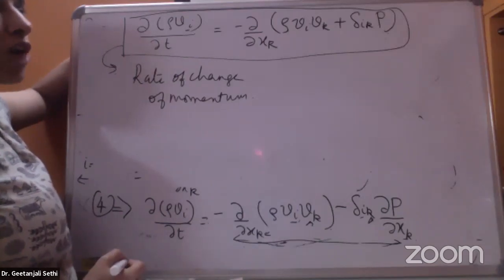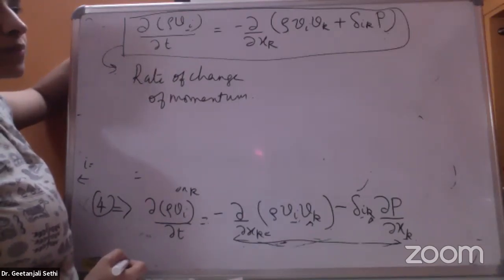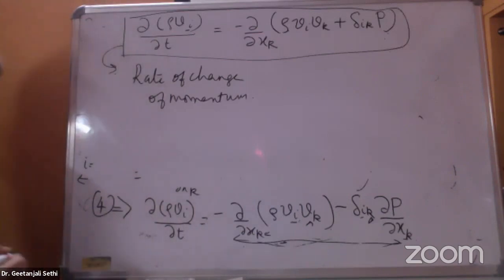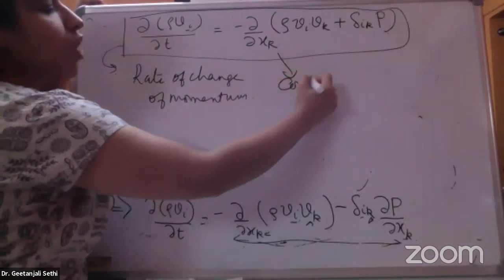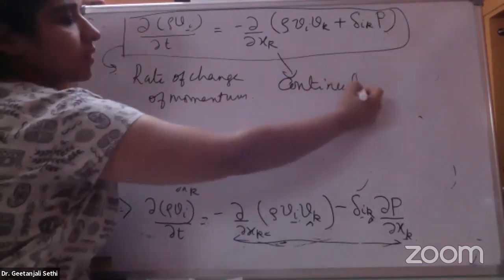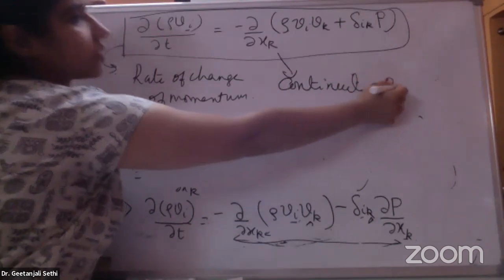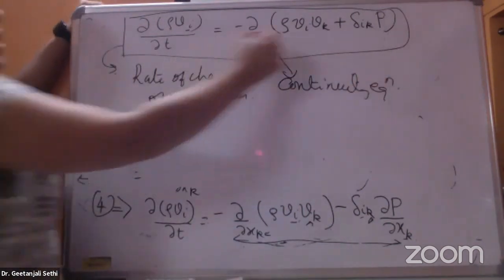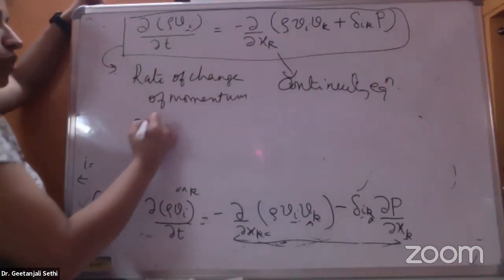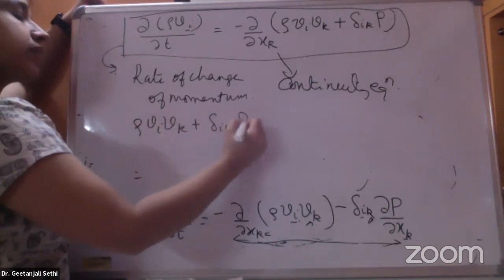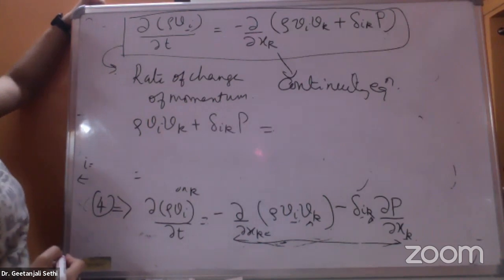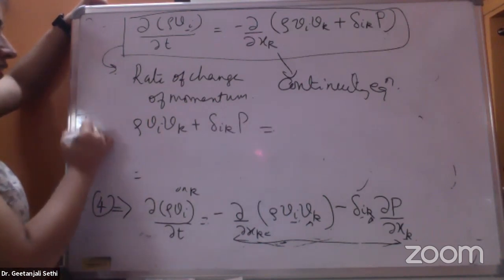Rate of change of momentum. Right? Now, if you look at this carefully, this equation is just like a continuity equation. This quantity in the bracket, rho Vi Vk plus delta ik p, is a tensor of rank 2.